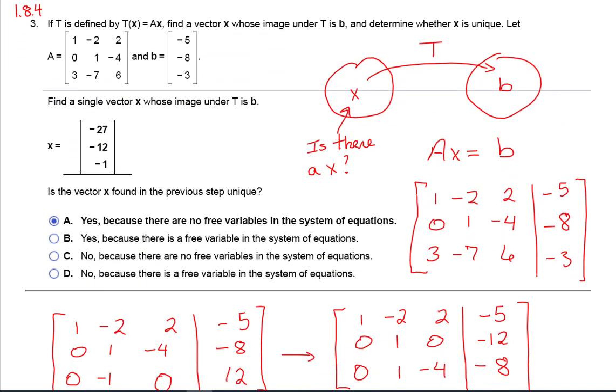All right, in question 3, we have T of x is A times x. So here's matrix A, here's b. What I want to find out is, is it possible to find an x where T of that x maps into b? Maybe we can, maybe we can't. So to figure that out, I need to see if I can solve the problem A times x equals b, because that's how T is defined.